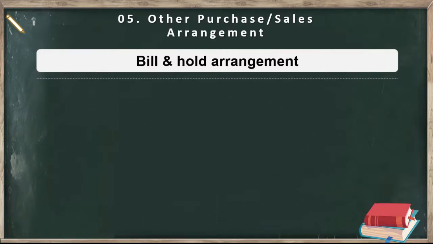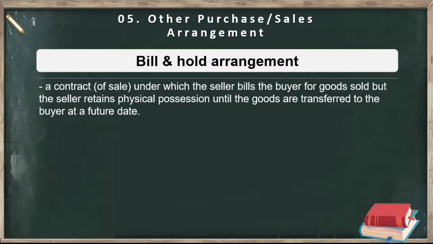Then we have the bill and hold arrangement. So it is a contract of sale under which the seller bills the buyer for goods sold, but the seller retains physical possession until the goods are transferred to the buyer at a future date. So if you can recall our lesson in the revenue from contracts with customer, di ba? In a bill and hold arrangement wherein, even if wala pa na-deliver ang goods, pero tungod kay ang buyer man ang nag-instruct nga ayaw sa ipadala kay basin wala pa siya kabutangan sa goods or other reasons, basta di ba pag bill and hold ang requirement ana niya is dapat ang customer ang nag-initiate.